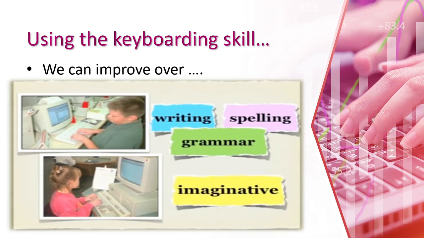We improve our writing, spelling and grammar using typing. When we are typing, we can also remember spellings, and our grammatical mistakes can also be solved by the computer. Whenever you are typing, you can see a red line under a spelling. What does it indicate? It indicates a spelling mistake error, so you can solve it using the computer.